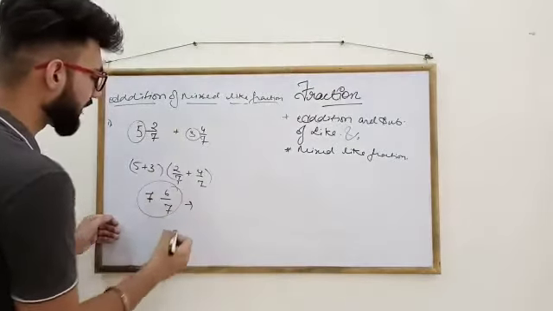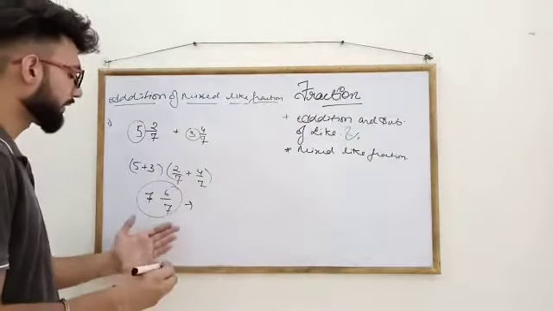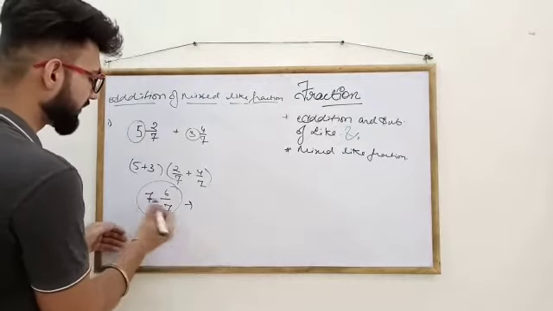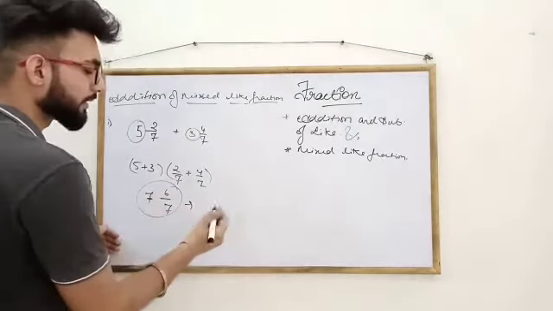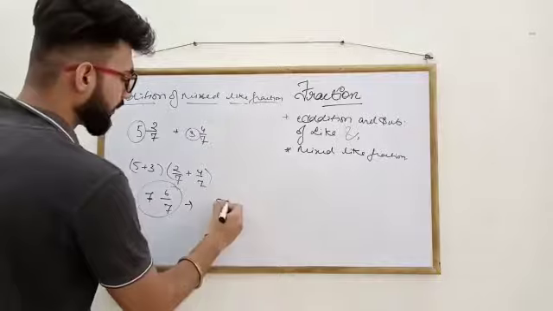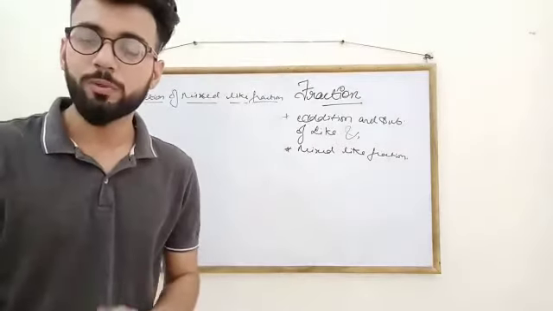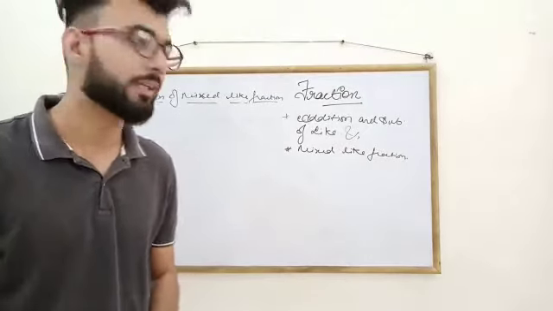In this manner we would solve the addition of mixed like fractions. If you want to simplify it, or write it in the improper form, we can solve it: 7 times 8 is 56, and 56 plus 6 is 62. So moving on to the last topic, that is subtraction of mixed like fractions.